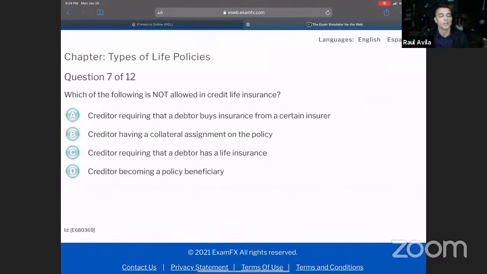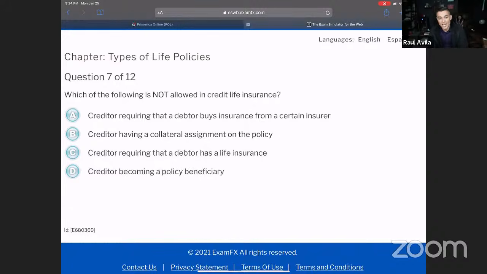Number 7. Which of the following is not allowed in credit life insurance? A, creditor requiring that a debtor buys insurance from a certain insurer. B, creditor having a collateral assignment on the policy. C, creditor requiring that a debtor has a life insurance. D, creditor becoming a policy beneficiary.